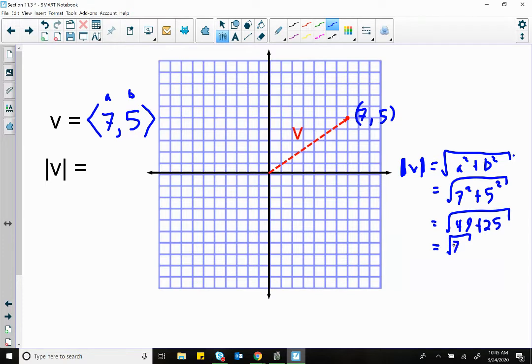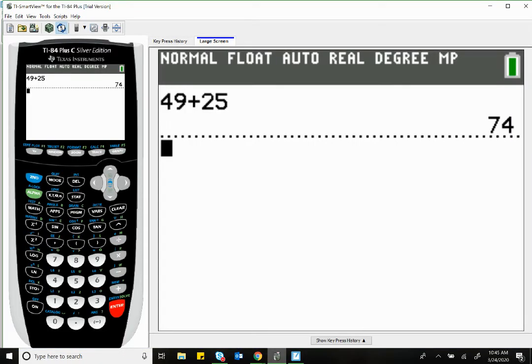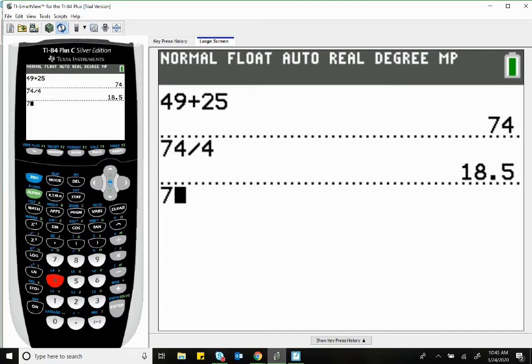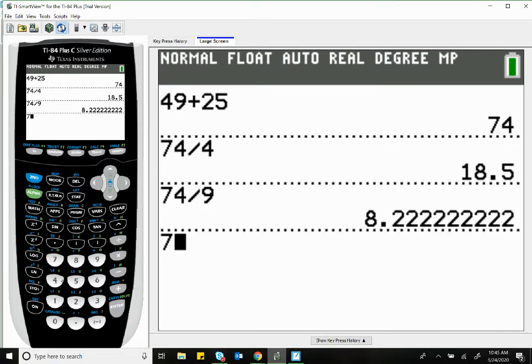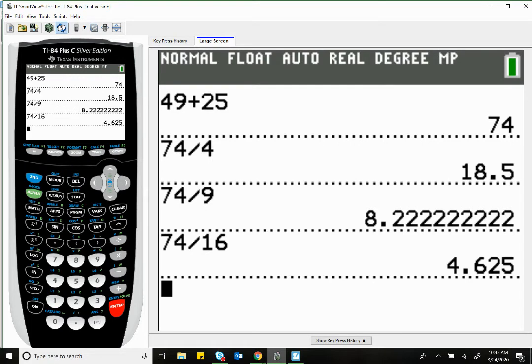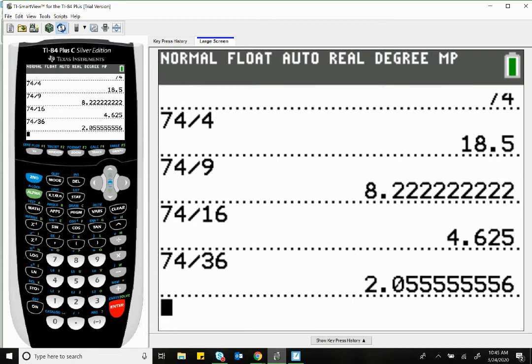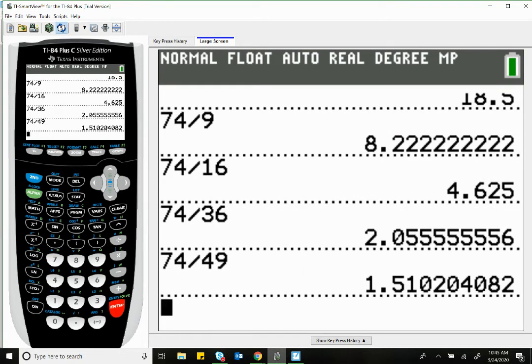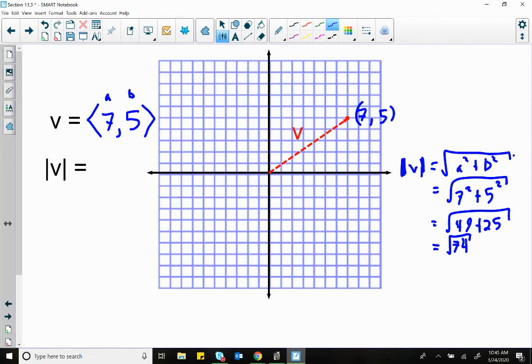And the question is, does that reduce? Because they do want you to reduce your radicals. They do not want decimal answers, okay? So 74, can it be divided by 4? Nope. 74 divided by 9? No. 74 divided by 16? No. I don't have to worry about the 25. What about 36? Nope. 74 divided by 49? I don't think that's going to work. Nope. So that is the magnitude of our vector.